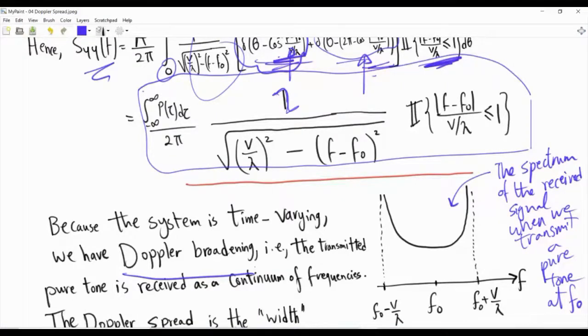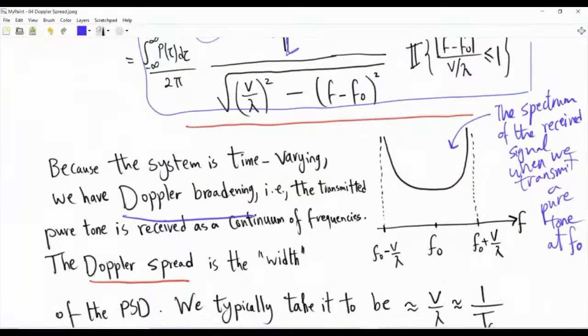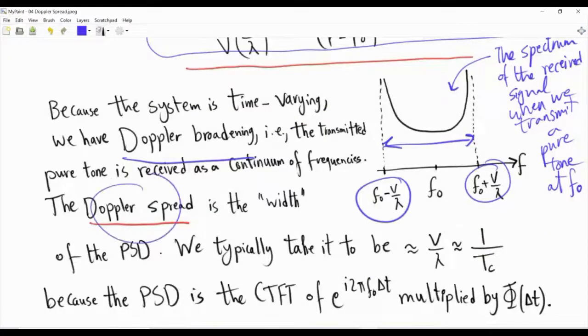Okay, no mobility, you will not see this thing. But because of mobility, you will basically get this received spectrum. Now this has a width. The spectrum here is not extending from minus infinity to infinity. In fact, it lives between these two guys, so this power spectral density has a width, and this width is called the Doppler spread of the channel. And the Doppler spread of the channel, what is the width? It is proportional to v over lambda.